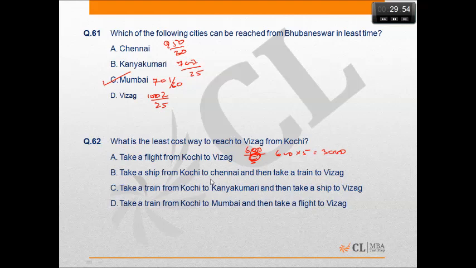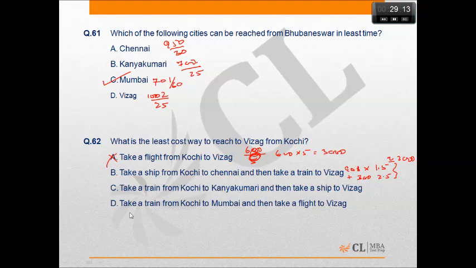Ship from Kochi to Chennai. Ship is 1.5. Kochi to Chennai is 901. So this will become 901 into 1.5 rupees a kilometer, plus Chennai to Vizag there's a train. Chennai to Vizag is 300, and the train is at the rate of 2.5 rupees a kilometer. So about 1300 plus 750, approximately 2000. So this cannot be the answer.